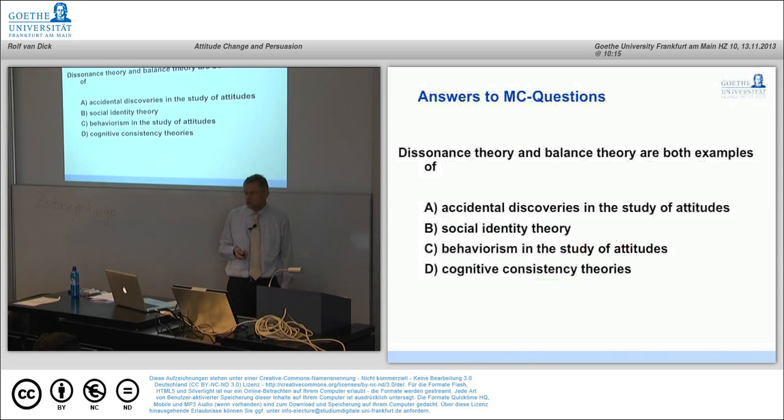Dissonance theory and balance theory are both examples of accidental discoveries in the studies of attitudes, social identity theory, behavioralism in the study of attitudes, or cognitive consistency theories.